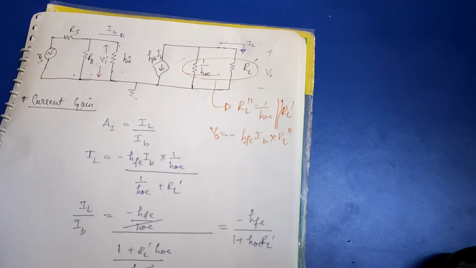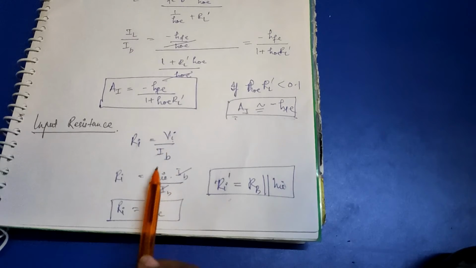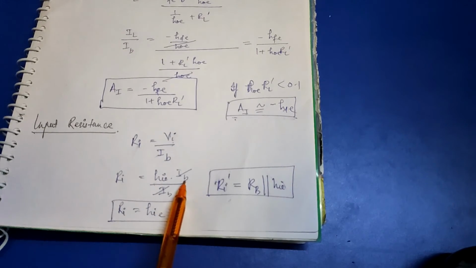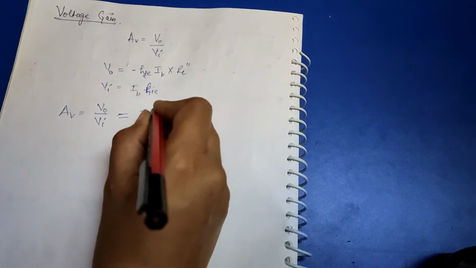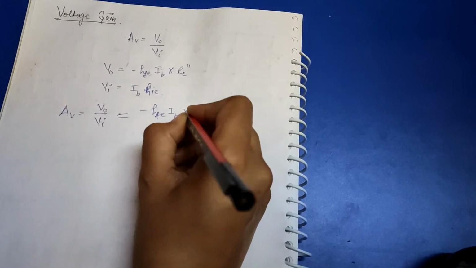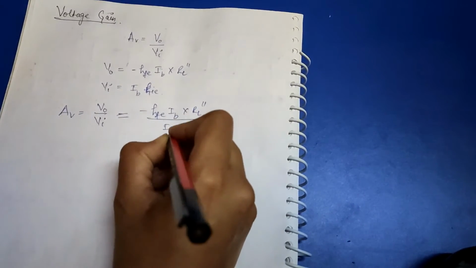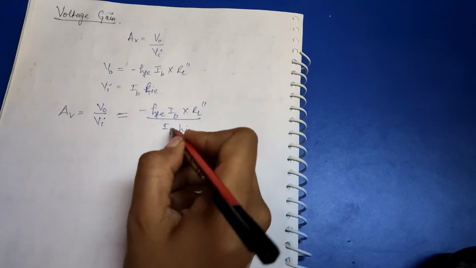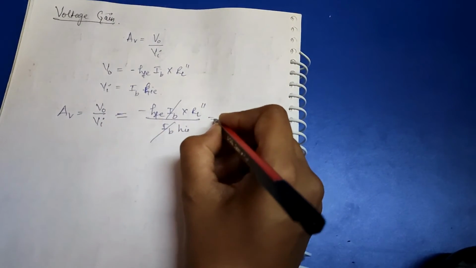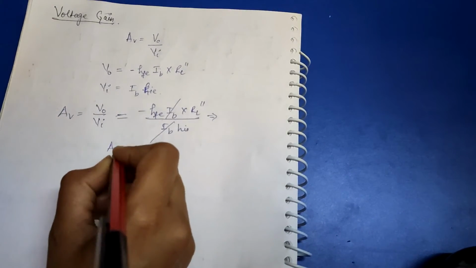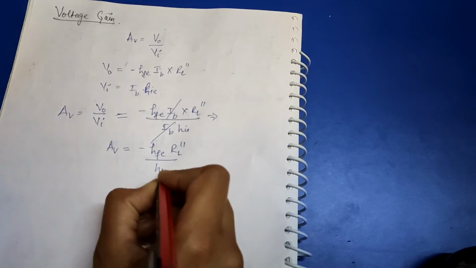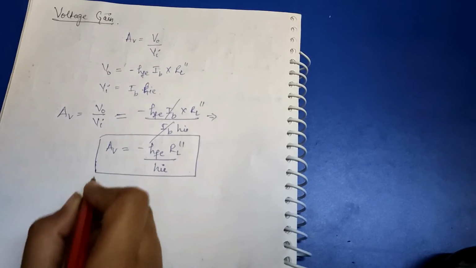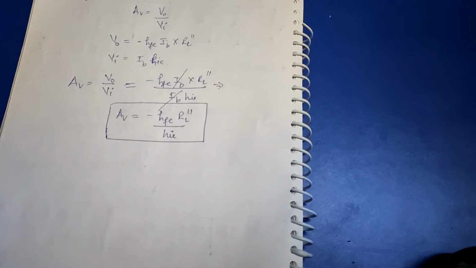and the input voltage is given by which we have taken earlier, and this input voltage is HIE into my IB. Okay, so the voltage gain becomes minus HFE IB into my RL double dash upon my IB into my HIE. Okay, so from here we can cancel out the IB terms, and the voltage gain is given by minus HFE RL double dash upon my HIE. Okay, and we have calculated this voltage gain earlier in our exact analysis.